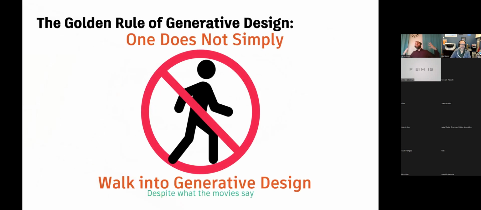So the first piece, the golden rule of generative design: one does not simply walk into generative design, despite what the movies may say. And by movies, yes, I'm referring to the lovely marketing department, right? Everybody's seen that really impressive video, and I'm not knocking anybody's work here, but the Mars graph for laying out the entire Autodesk Mars office, super impressive. It does some amazing stuff.